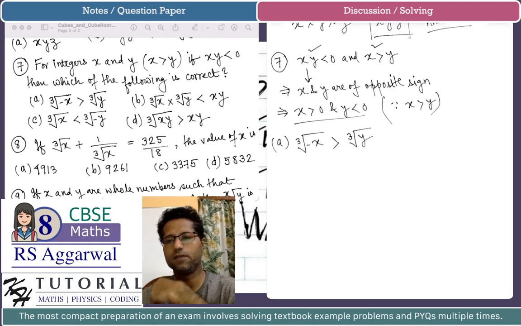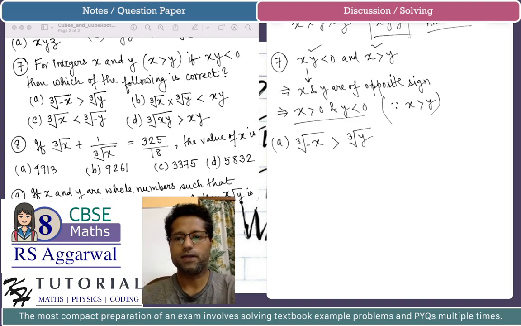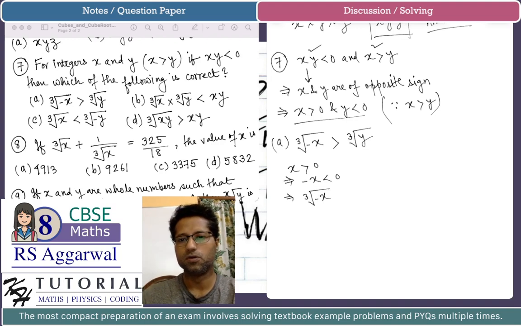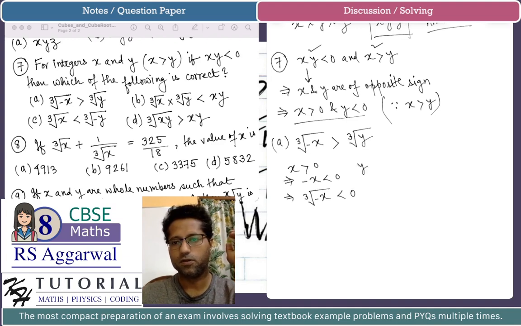Also, we know that y is a negative number, so cube root of y will also be a negative number. So how do we know about cube root of x? We know that x greater than 0 implies that minus x will be less than 0. This implies that cube root of minus x, we know that cube root of a negative number is always a negative number. So since minus x is a negative number, cube root of minus x will also be less than 0. And also we know that y we have already found out to be less than 0. So cube root of y will also be less than 0.